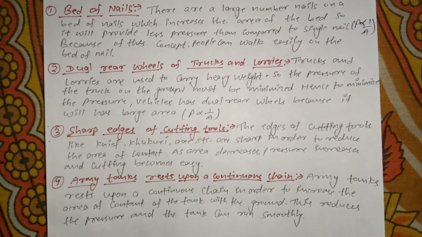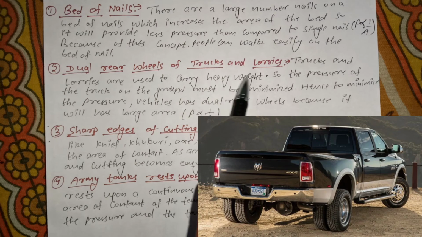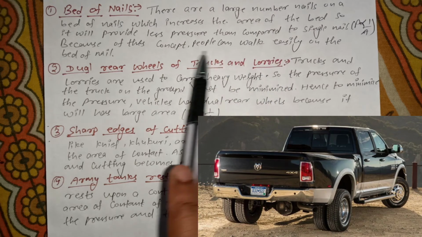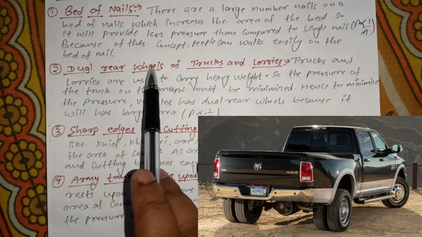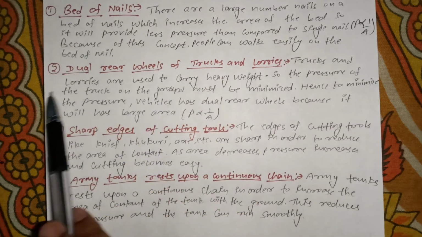The second application is dual rear wheels of trucks and lorries. You can see in the figure, trucks and lorries generally have two wheels on the back. Why do they have two wheels on the back?